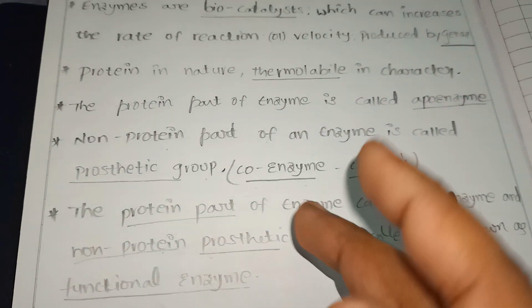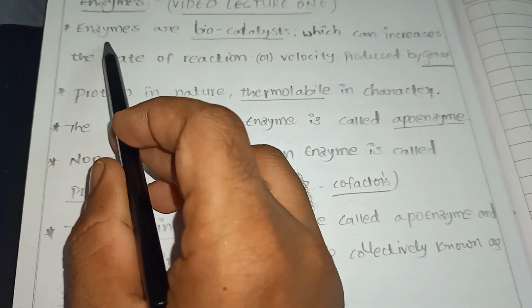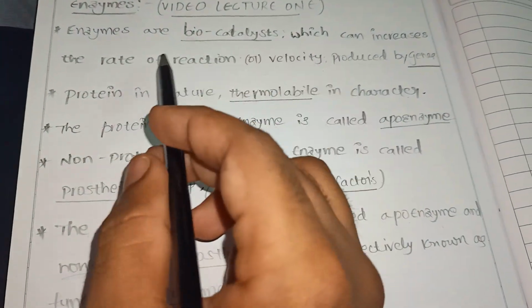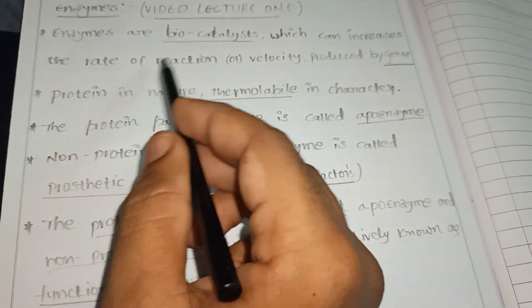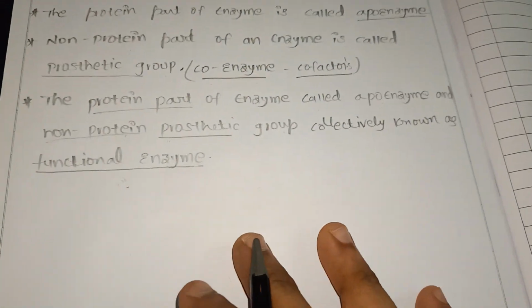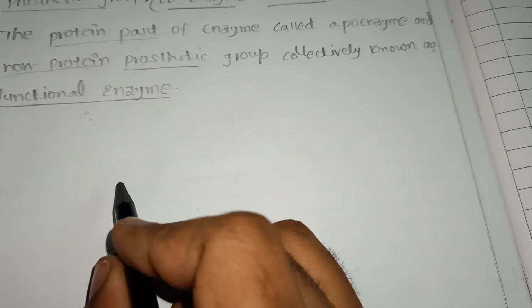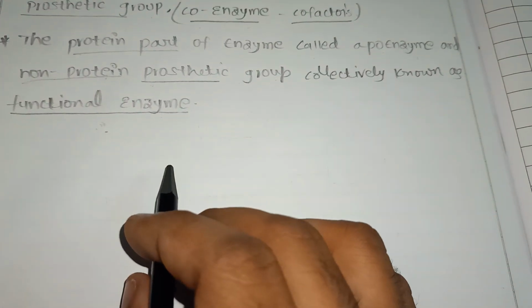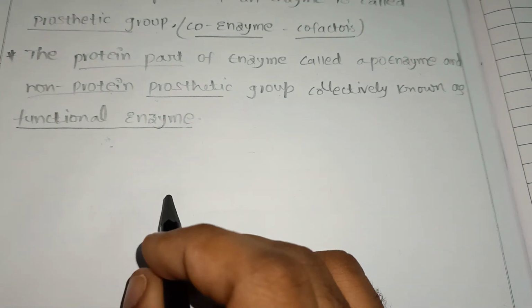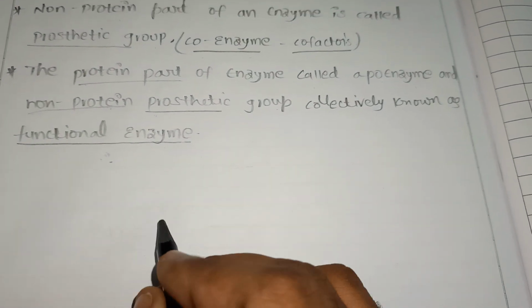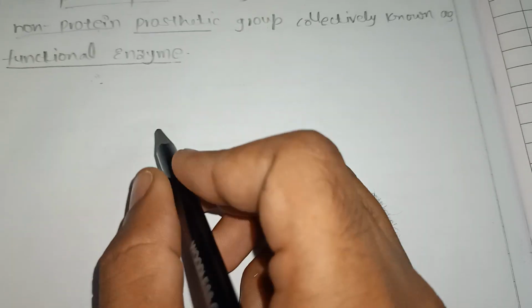Now let's move on to the definition of enzymes. Enzymes are biocatalysts which can increase the rate of reaction. I will tell you the meaning of increasing the rate of reaction. Here I'm going to give an example which is outside and irrelevant to this definition, but we can understand it very easily if I explain it. I am just explaining it here for your better understanding.